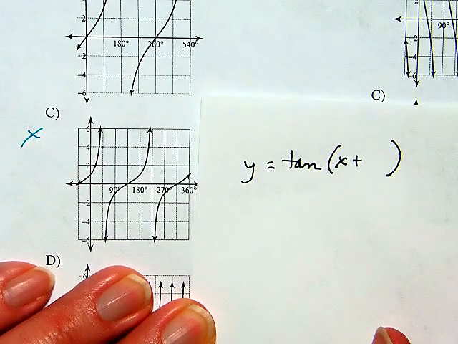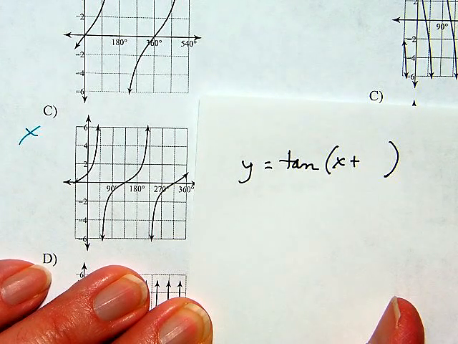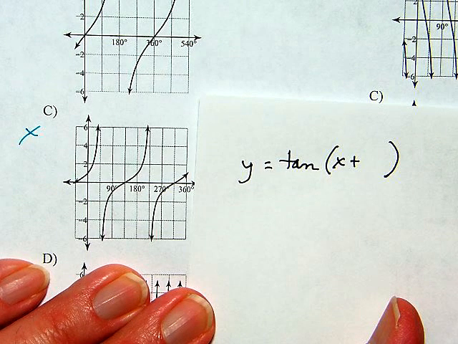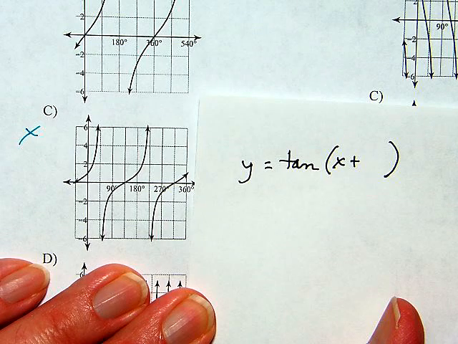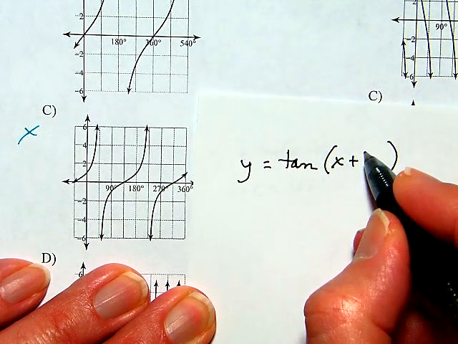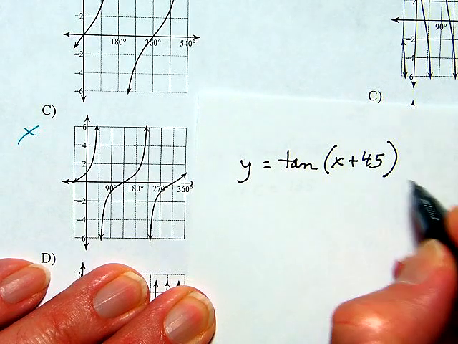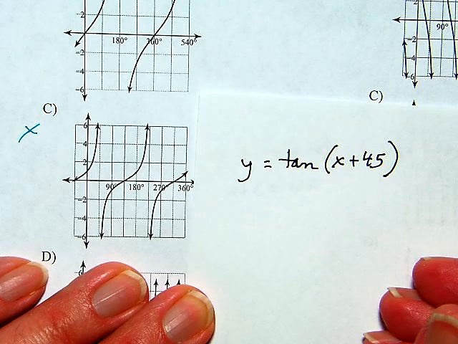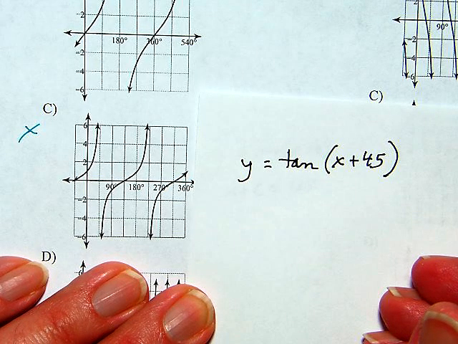And, well, you tell me. Take a look at this curve. It's basically the curve of tangent x shifted to the left by 45 degrees. Okay, if it's shifted to the left by 45 degrees, then that means we've got x plus 45. So this is the formula of y equals tangent of x plus 45.